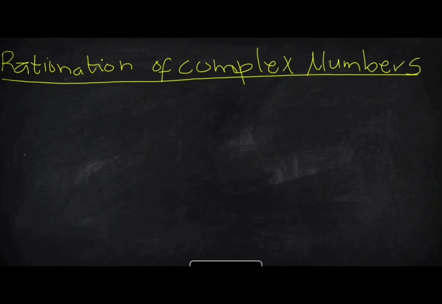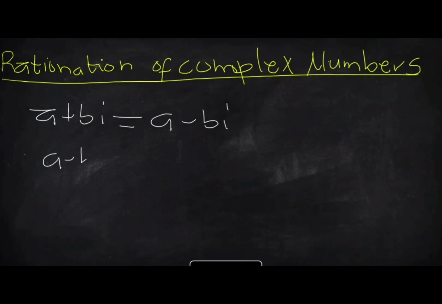In rationalization of complex numbers, the very first thing that you should know is complex conjugate. Taking the standard form of a complex number, a plus bi, the complex conjugate simply means changing the sign between the real part and the imaginary part. So a plus bi becomes a minus bi. The same way, the complex conjugate of a minus bi becomes a plus bi.